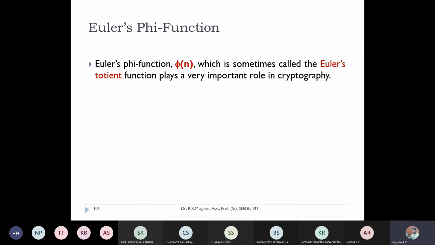Next, we are going to Euler's theorem. Before proceeding with Euler's theorem, you should be very clear about what you mean by Euler's phi function. This Euler's phi function is also called Euler's totient function. And this Euler's function plays a very important role in cryptography, especially in the key generation process of modern cryptographic techniques. So this phi function will be denoted like this, phi of n.